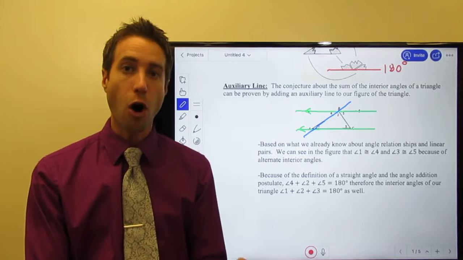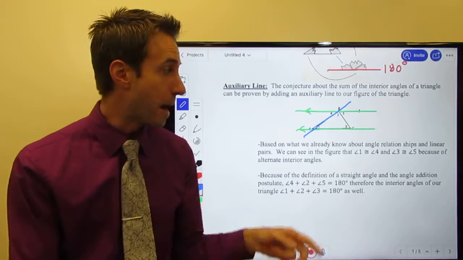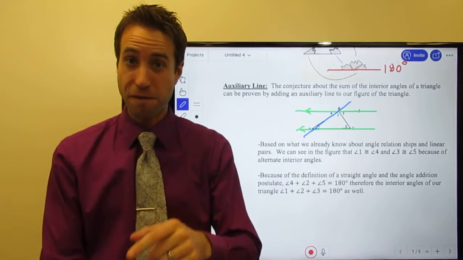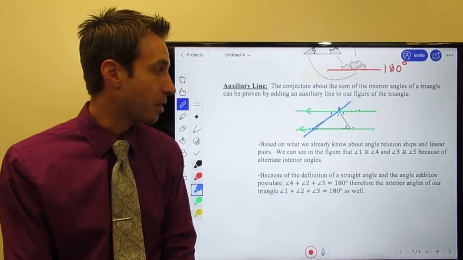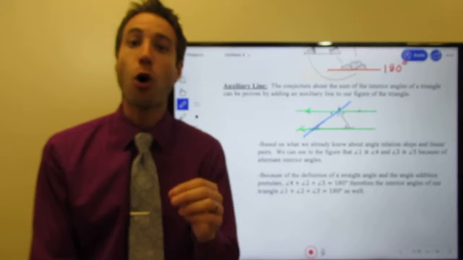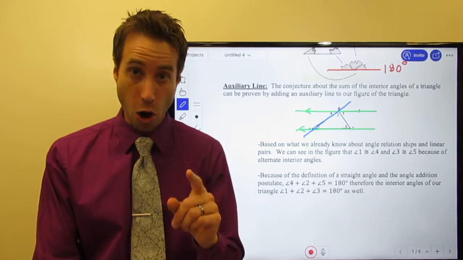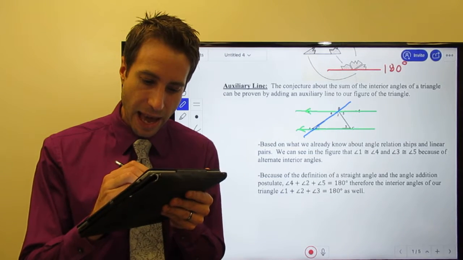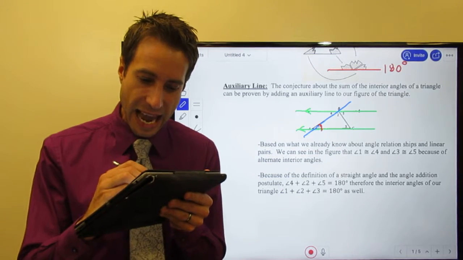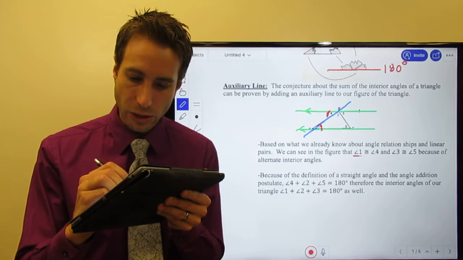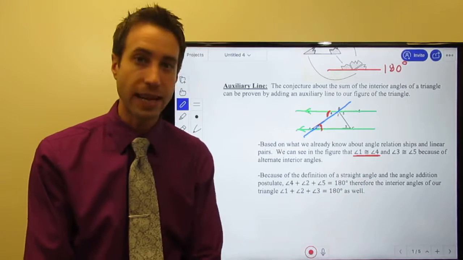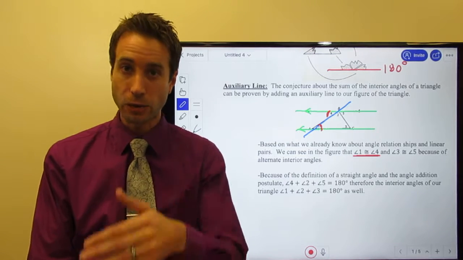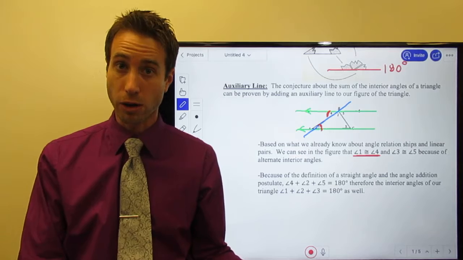Well, guys, we know all kinds of things about parallel lines cut by a transversal. In fact, what we know about parallel lines cut by a transversal is that alternate interior angles are congruent. So here's what I know. Angle 1 and angle 4 have to be congruent, which is exactly what I tell you right there. Why? They're alternate interior angles. Alternate interior angles of a transversal are congruent.